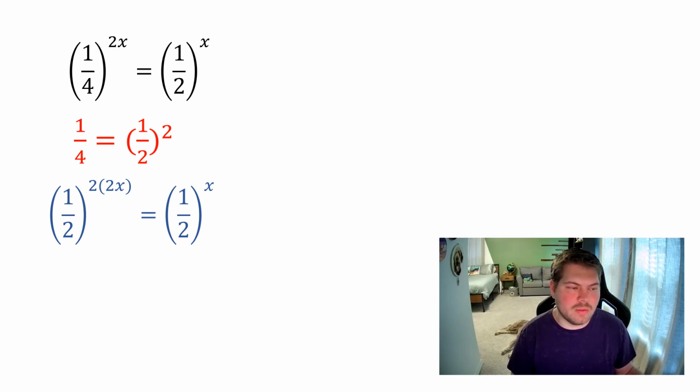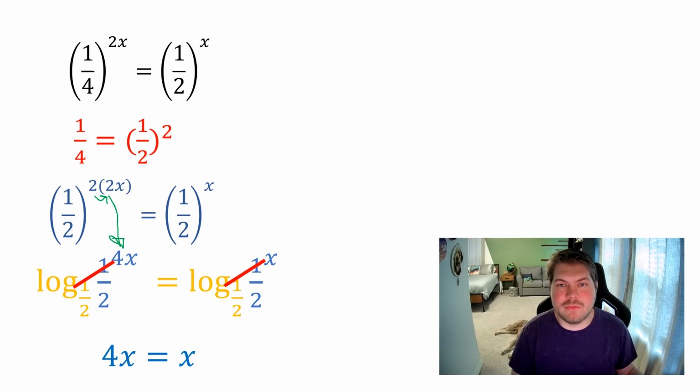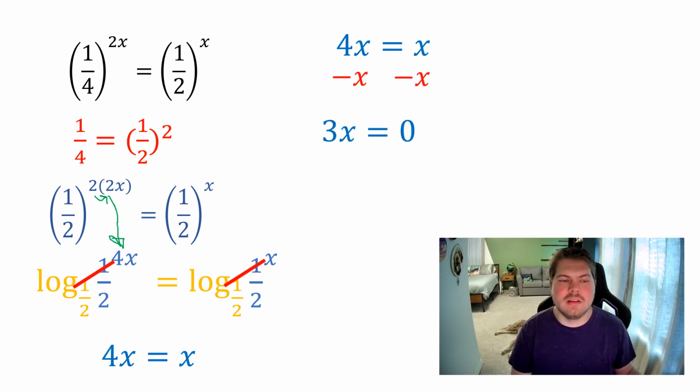So now to solve both, just like we did with the other ones, we're just going to log both by a half, or you can just consider that now all we have to care about is our exponents. I went ahead and did 2 times 2x here, and that's how I got 4x. So now we have 4x equals x. You might be able to tell already what it's going to be, but just in case, we're going to subtract x on both sides. We get 3x equals 0.